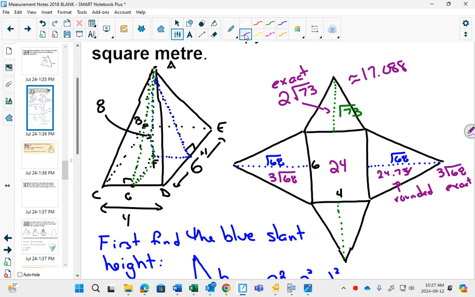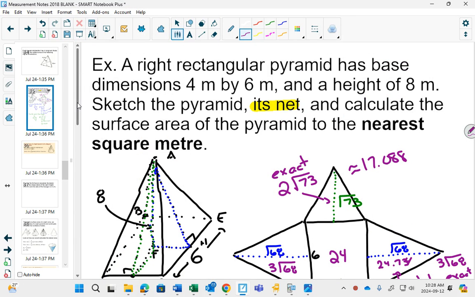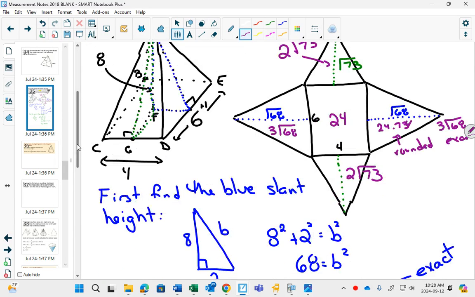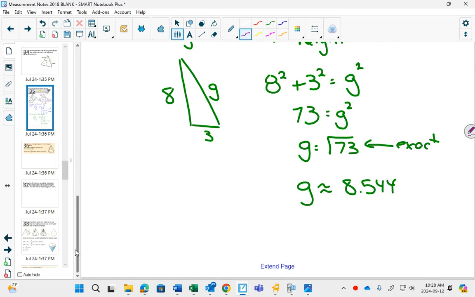So that means down here, this section will also be 2 square root of 73. So we did our net, and now we have solved all 5 of those areas. So we're ready to solve the whole thing to the nearest square meter. I'll keep it in purple.